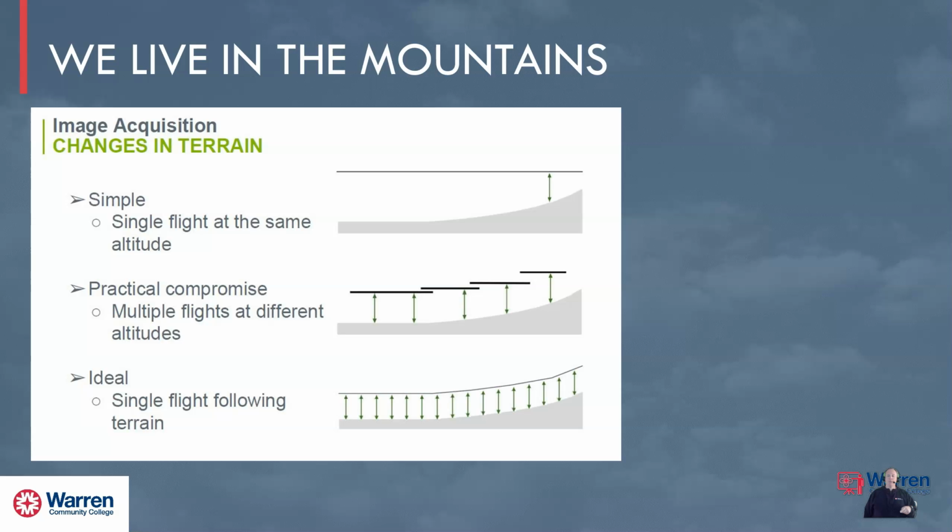Again, from PIX4D, and remember this because where we fly, we often have mountains, so we have terrain issues we have to look at. There are a couple ways to deal with terrain, and again, everything about this is moving towards how do you get more accurate. Simple is fly a single flight at the same altitude. Practical compromise, multiple flights at different altitudes but the same distance from the ground. And the ideal is terrain following image acquisition, and not every drone is capable of that.